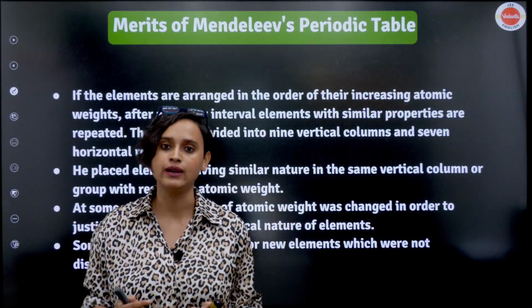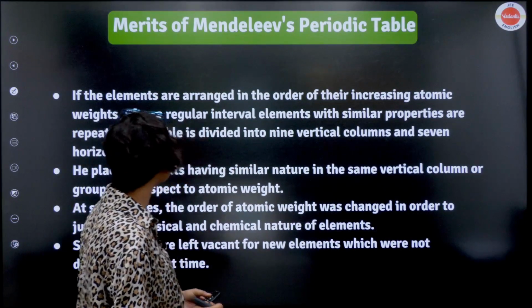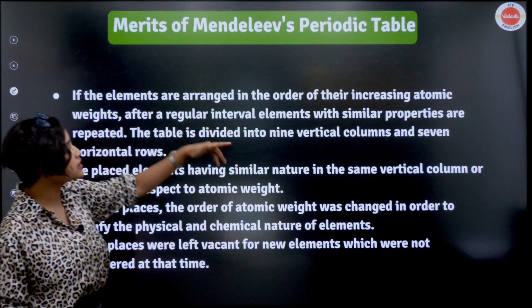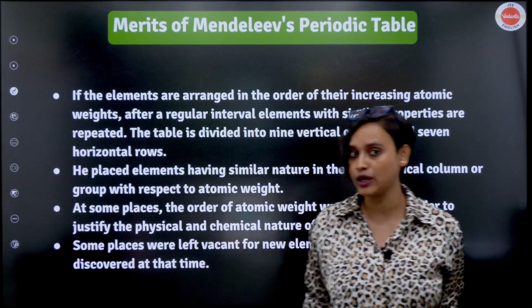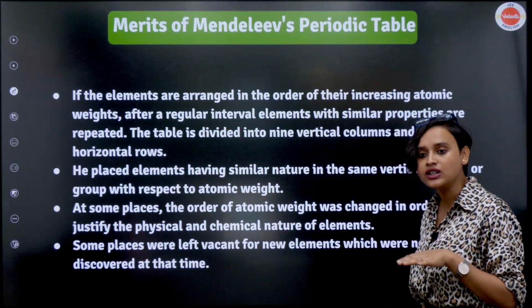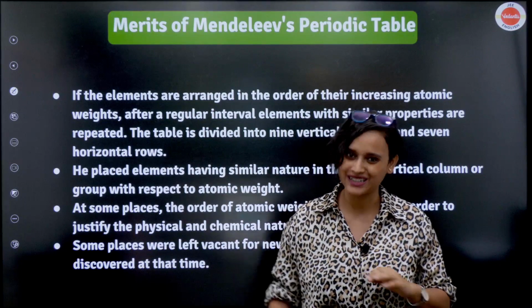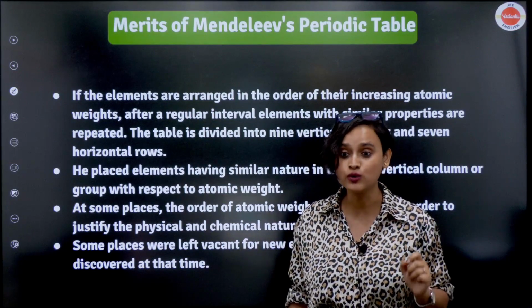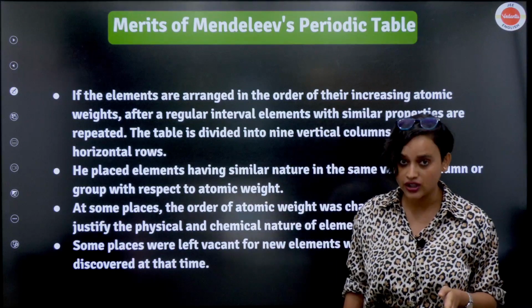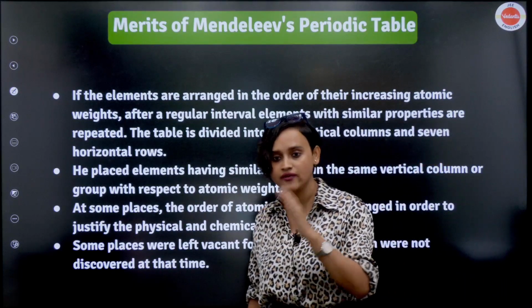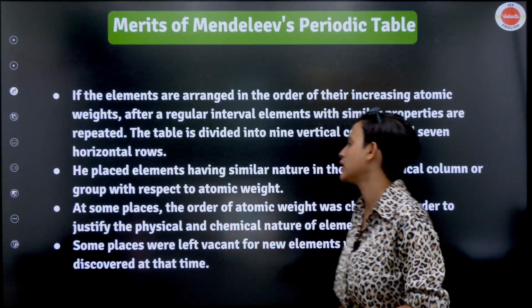So merits of Mendeleev, what were the advantages that we could see from Mendeleev's periodic table is that if the elements are arranged in the order of their increasing atomic weights, you will see that after a regular interval of elements, similar properties are repeated. Similar properties do repeat. And the table is divided into 9 vertical columns and 7 horizontal rows. Correct? Great. We have just spoken about it.